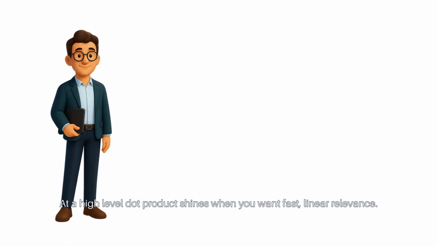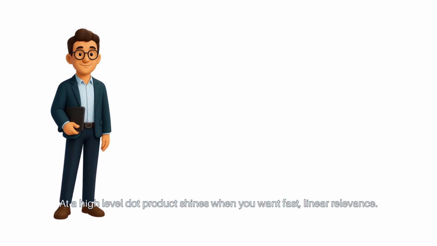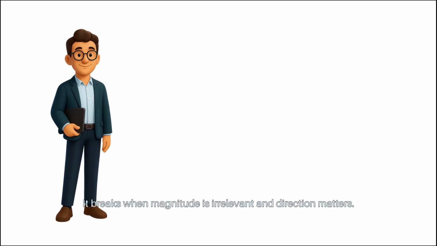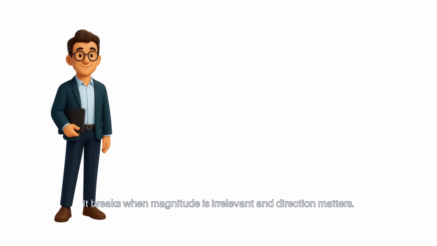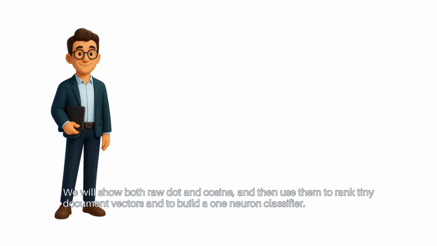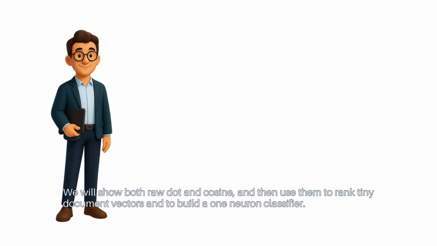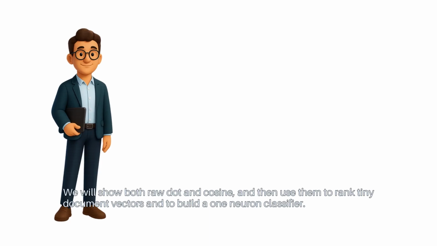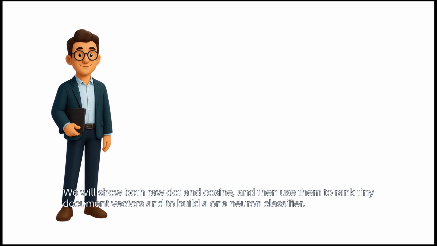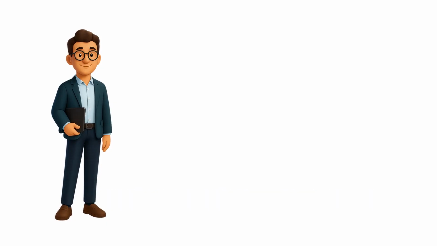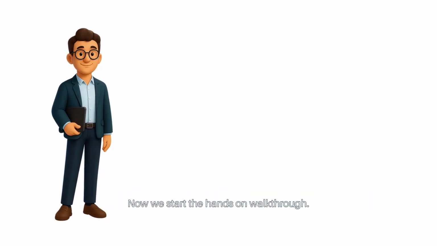At a high level, dot product shines when you want fast, linear relevance. It breaks when magnitude is irrelevant and direction matters. We will show both raw dot and cosine, and then use them to rank tiny document vectors and to build a one-neuron classifier. Now we start the hands-on walkthrough.